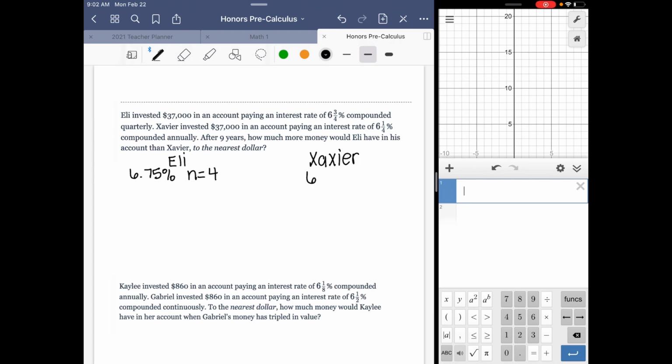Xavier, he did 6.25%, and he compounded annually. So his is n equals 1, or really we don't have to plug in 1 because it's not going to change anything. So we're going to be using our compound formula. And remember, our compound formula is P times 1 plus r over n raised to nt. And we're just going to see how much more money Eli would have.